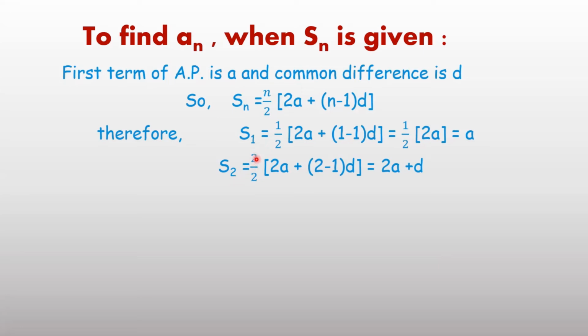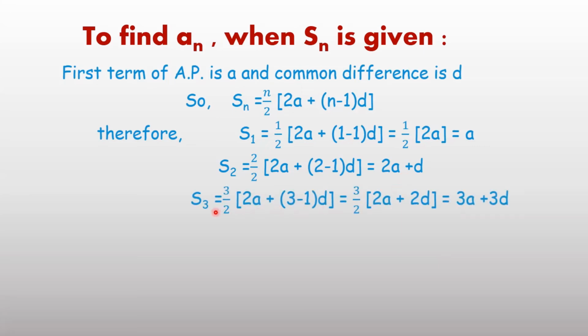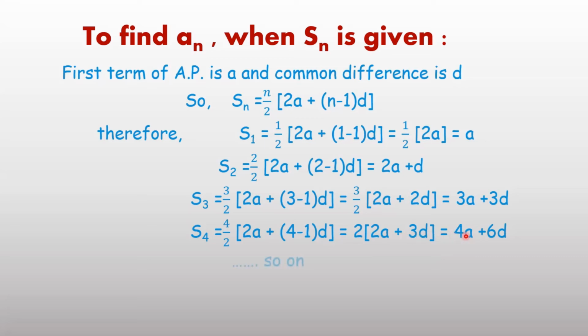Putting the formula n by 2 into bracket 2a plus n minus 1 into d, we get 2a plus d. Similarly, sum of three terms of AP is 3a plus 3d after solving. Sum of four terms of AP again is 4 by 2 in bracket 2a plus 4 minus 1 into d. 4 by 2 means 2 in bracket 2a plus 3d, open the bracket: 4a plus 6d, and so on.